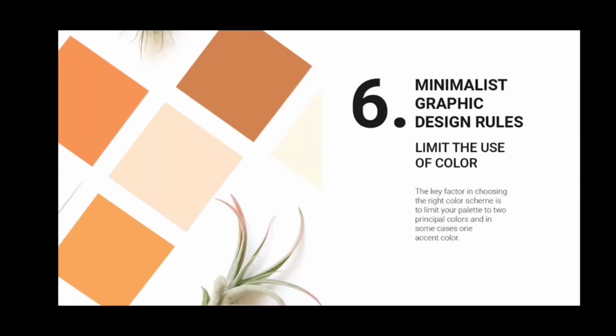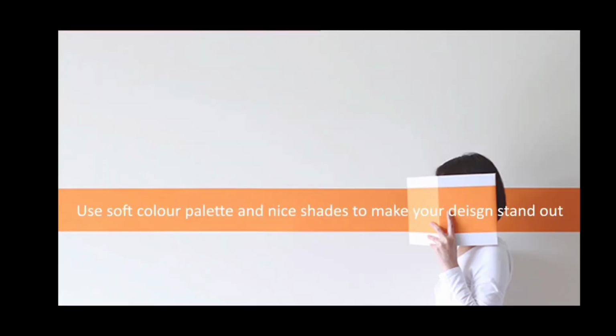So rule number 6, limit the use of color. The key factor in choosing the right color scheme is to limit your palette to two principal colors and in some cases one accent color. Now, I'm not saying stick to one color when you're creating minimalistic design. It definitely can be more than one color, but make sure that you're not using too many different colors that will make this look much decorated, and we don't need that. We need to make it look minimalistic and simple. So use simple colors, nice shades that will help your design stand out.